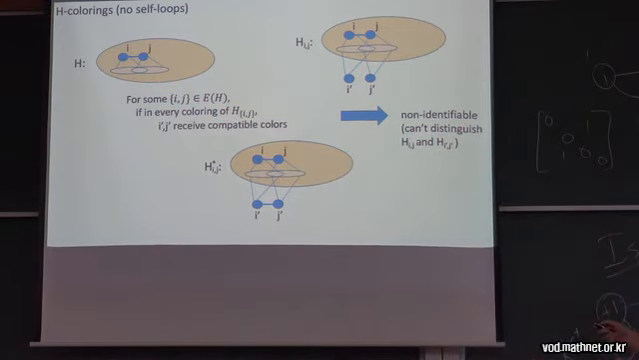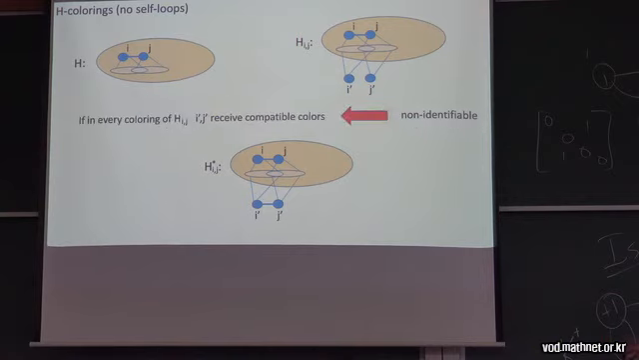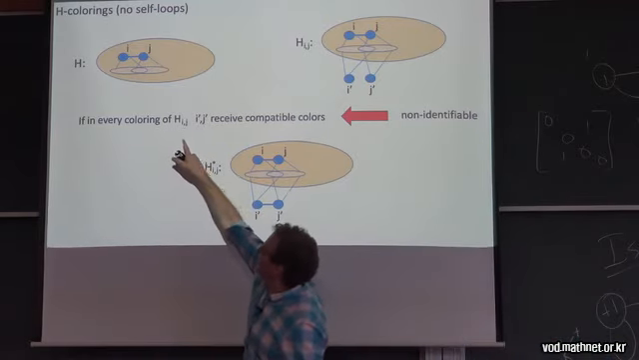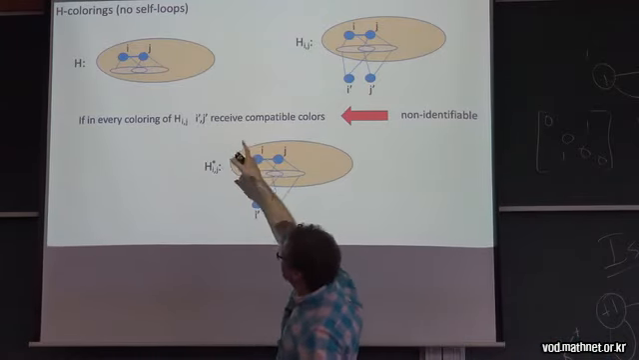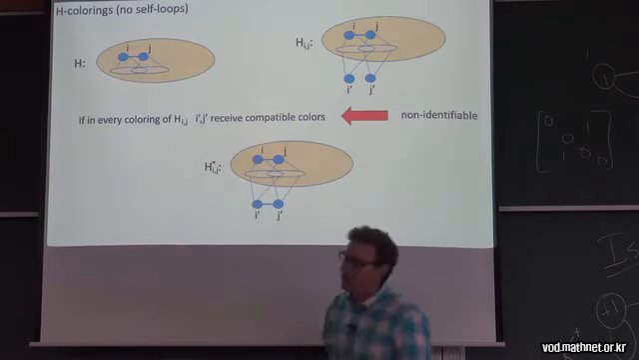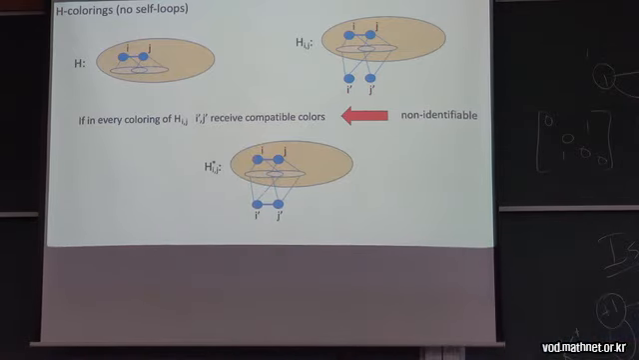What we want to show actually is that this is a characterization. So I want to show the reverse. The reverse is actually true. So if it's non-identifiable, then actually there is a coloring, oh, then in every coloring they receive compatible colors. So I want to prove that. Okay? So how do we prove that?